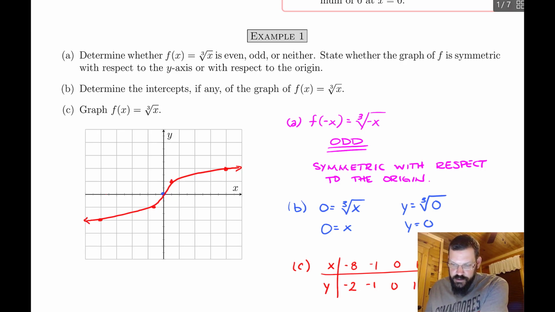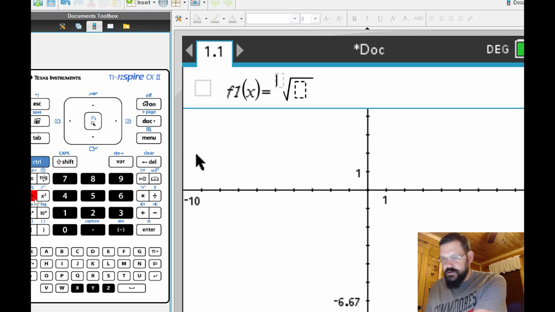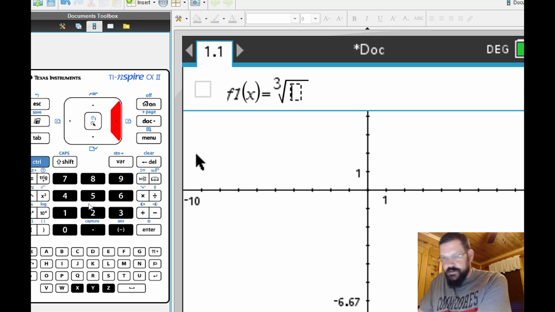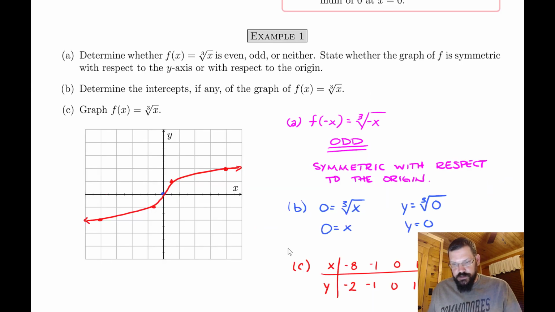I will show you on the calculator the very same function. So let's do the cube root of x. There you go. Hey, that looks just like what we drew. So that is the cube root of x. That's one of those functions that you just kind of want to, again, have a mental picture of what it's going to look like.